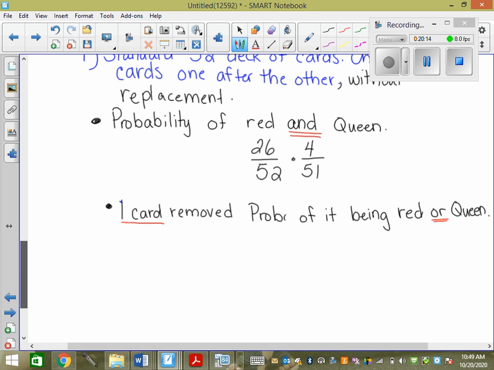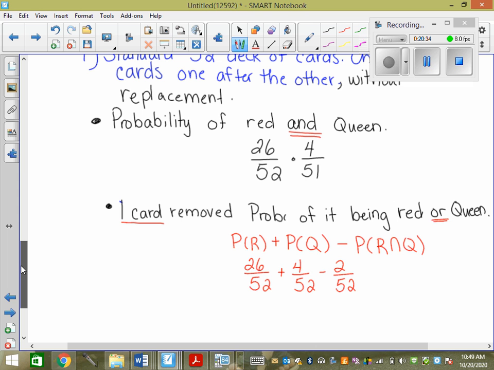So for this one, I would have to go probability of red, or means plus probability of queen. And because it's not mutually exclusive, I have to subtract off the red and queen, because I've added them twice. So red is 26 out of 52. Queens are 4 out of 52. And then subtract the two red queens off, because I've counted them twice. And I get 28 out of 52, or 7 out of 13. They look very similar. They're totally different questions. You have to be able to spot them. Okay?